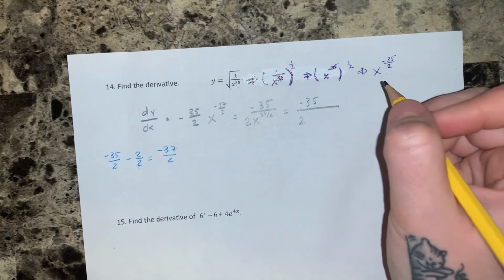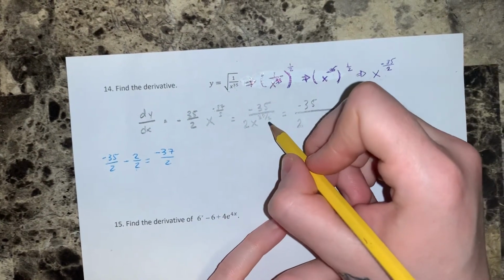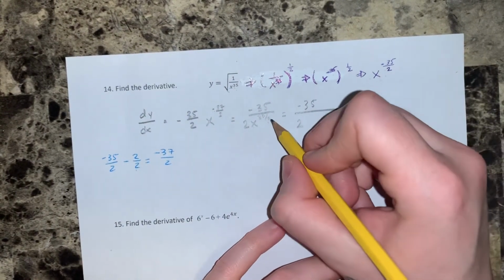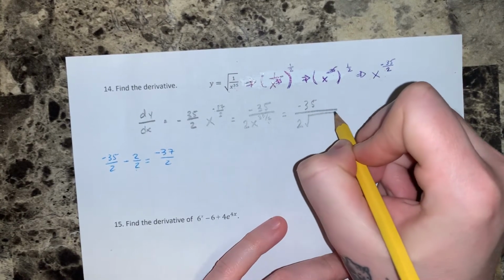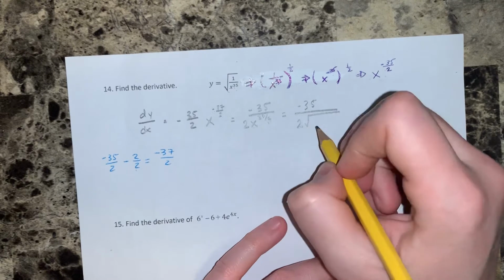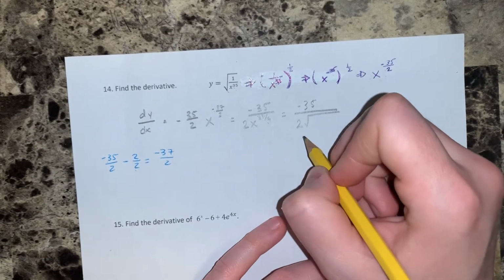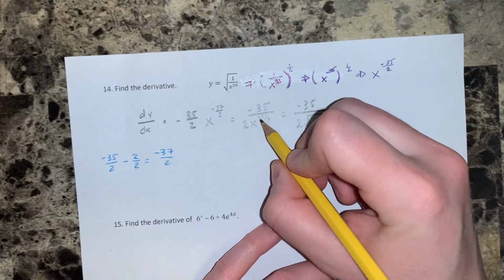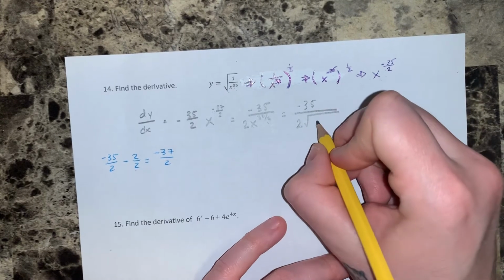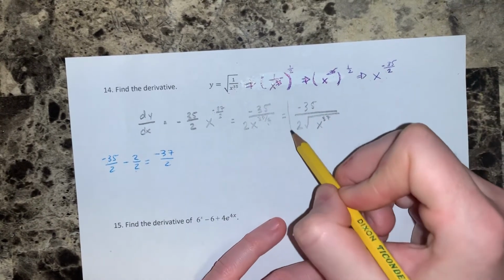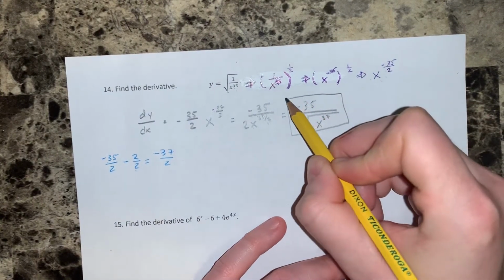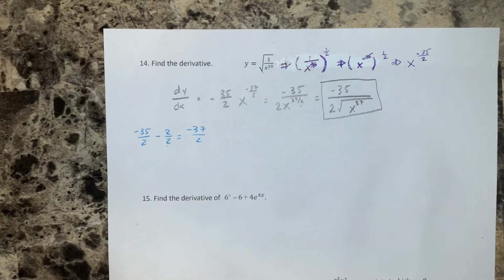Okay, so to get rid of this fractional exponent, what we're going to do is the number at the bottom, again, tells us what our root is. So because it's 2, it's a square root, so I don't need to put any number there. And then this top number tells me what power it's going to be while it's in the square root. So x is going to be to that 37th power. And so that ends up being my answer. Okay.